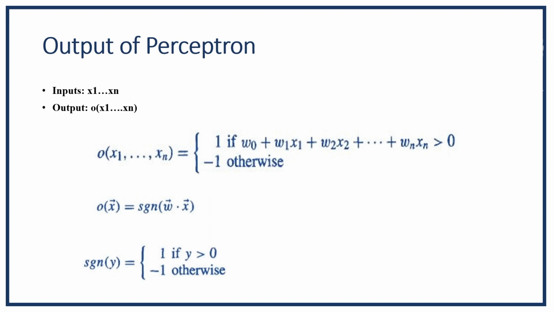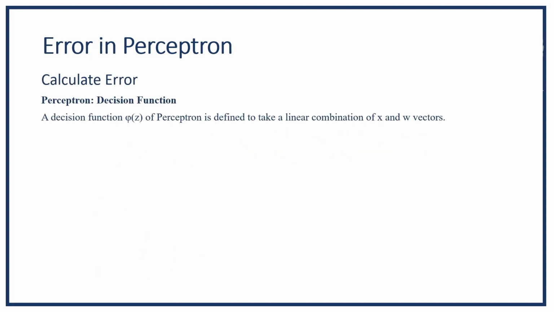O of x is equal to sgn of w·x, and sgn of y is equal to 1 or minus 1 depending on whether y is greater than 0 or not. An output of plus 1 specifies that the neuron is triggered, whereas output of minus 1 specifies that the neuron did not get triggered. SGN over here stands for sign function with output plus 1 or minus 1.